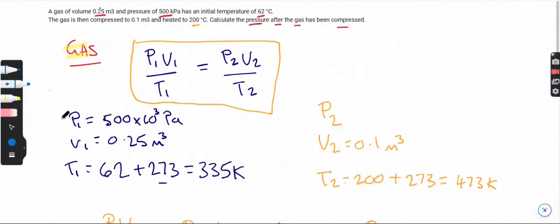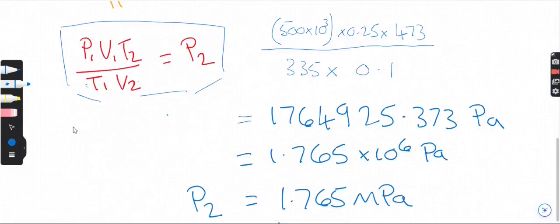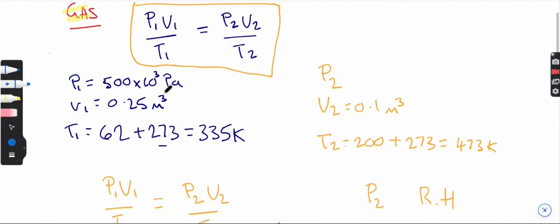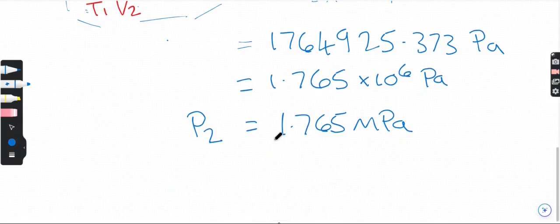It makes a bit of sense because it starts off at 500 kilopascals, and we're squashing it. If you squash something in a container, it's going to increase the pressure in it, because there's less volume, so there's going to be more pressure. So it starts off at 500, we squash it a bit, and it ends up at 1.7 mega. So it's gone up.